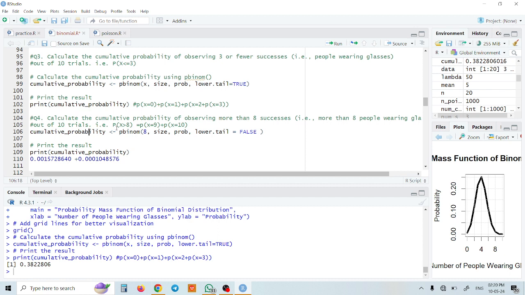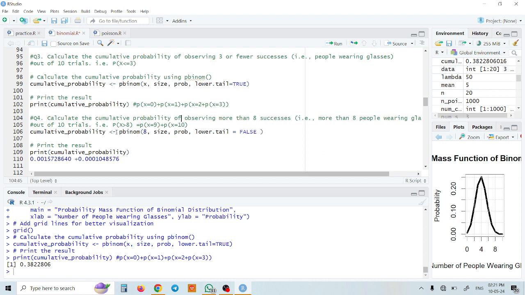Now similarly, by using the same function pbinom, we can find the probability when x is greater than something. To make it a little easy, I have taken the cumulative probability of observing more than 8 successes, like more than 8 people wearing glasses in a sample of size 10. So we are interested in finding the probability when x is greater than 8. Greater than 8 means it can take 9 or 10.